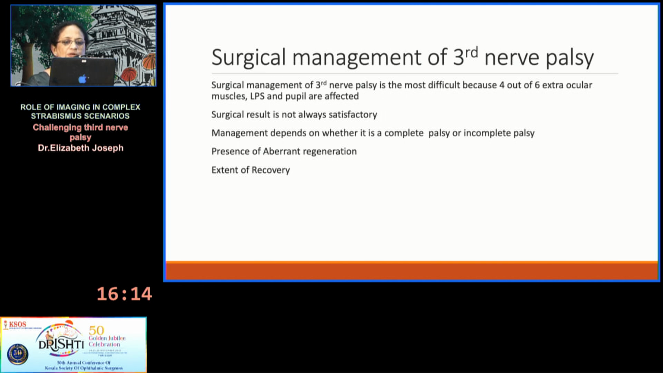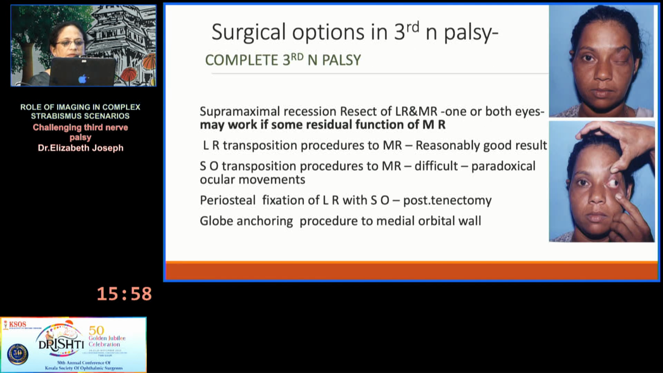And the surgical management of third nerve palsy is the most difficult for the strabismologists, because the results are not always very satisfactory, and the management depends on whether it is a complete palsy or incomplete palsy, and whether there is the presence of aberrant regeneration. See, look at this patient. This patient had an intracranial tumor and presented with a total third nerve palsy with ptosis, and in such conditions, what will you do?